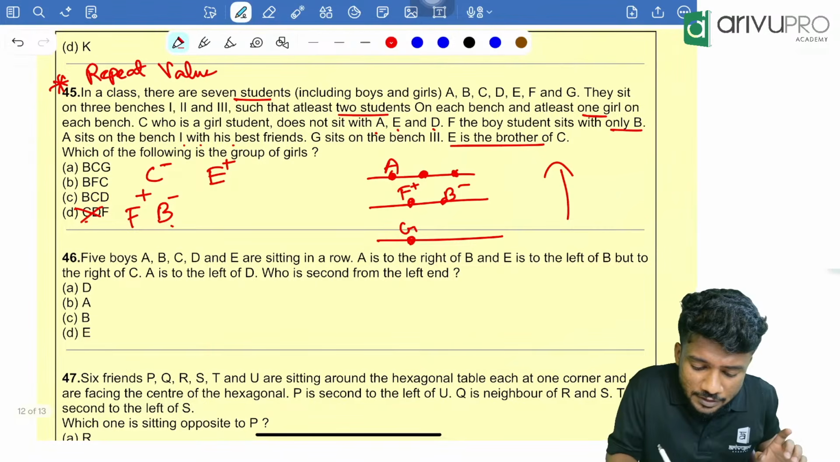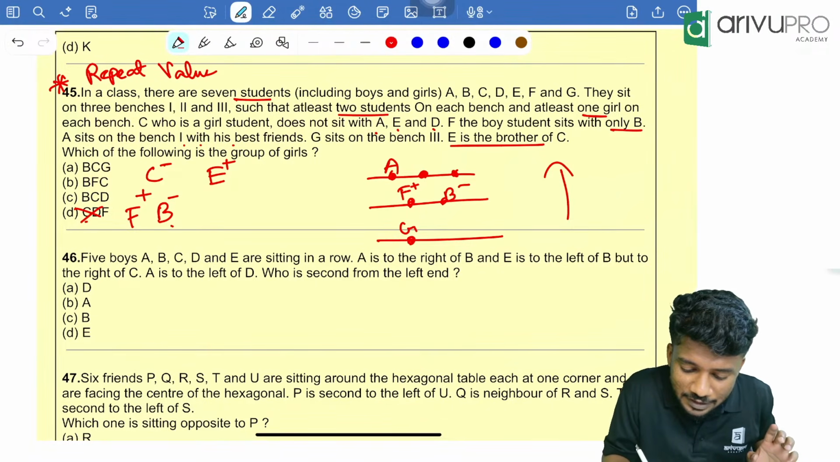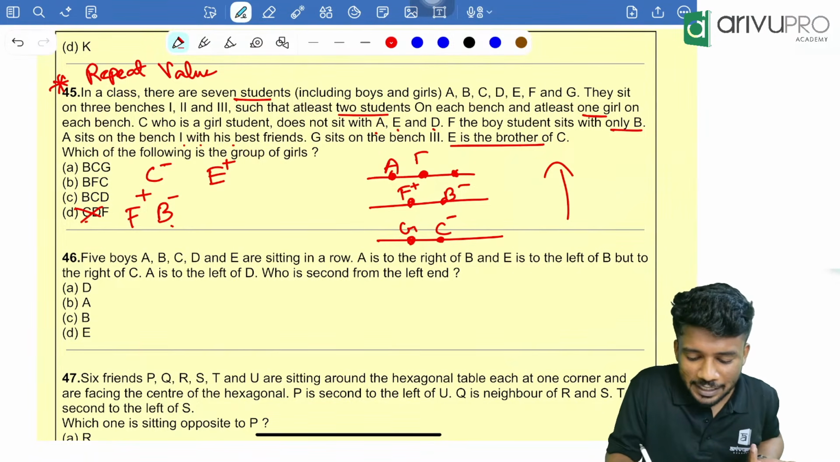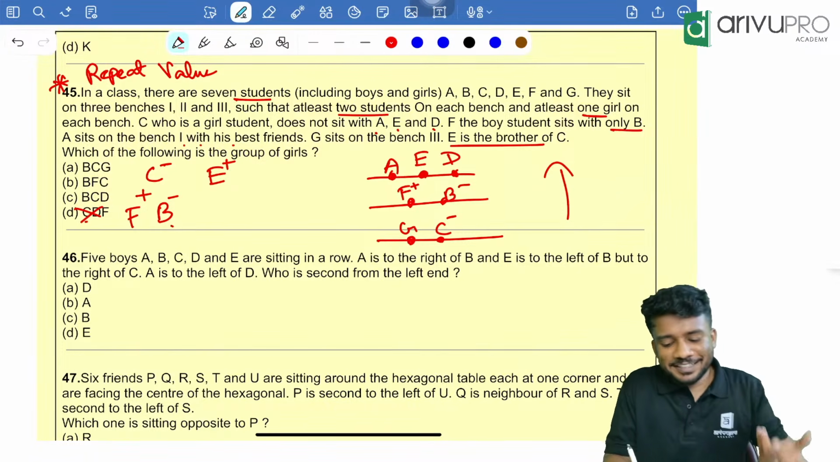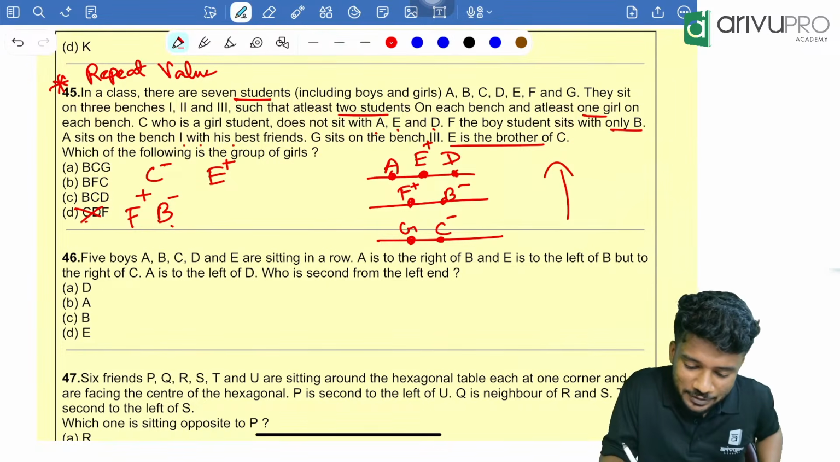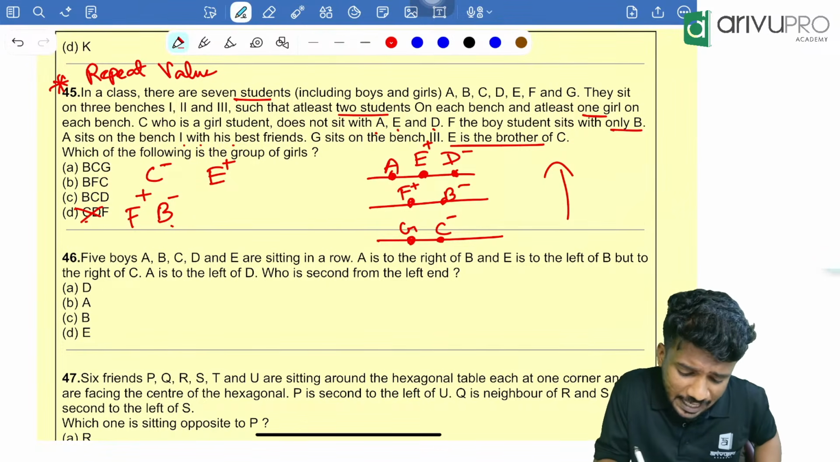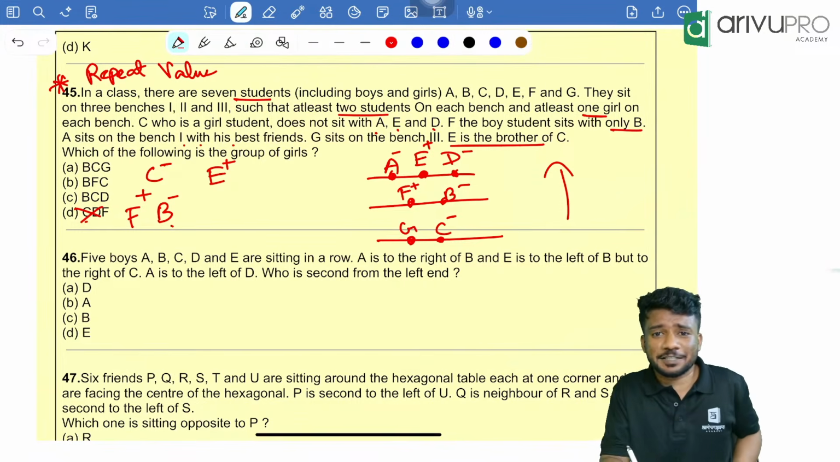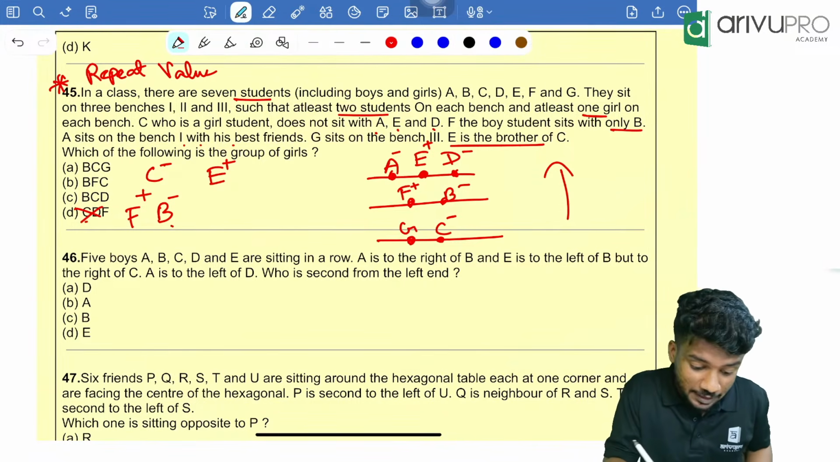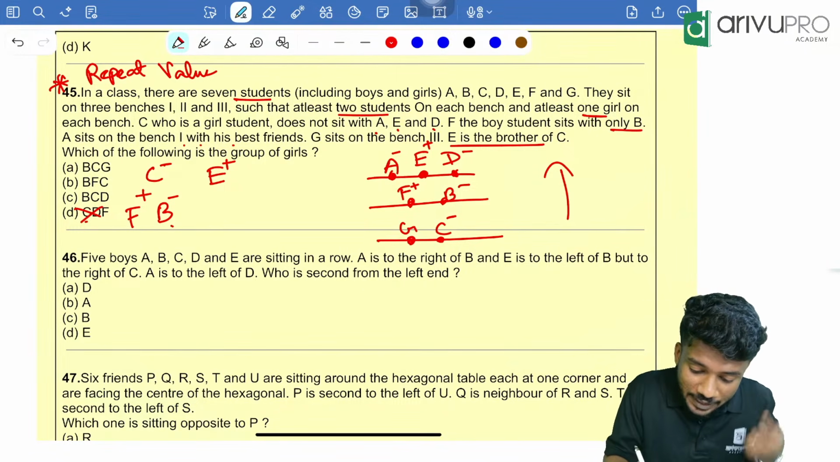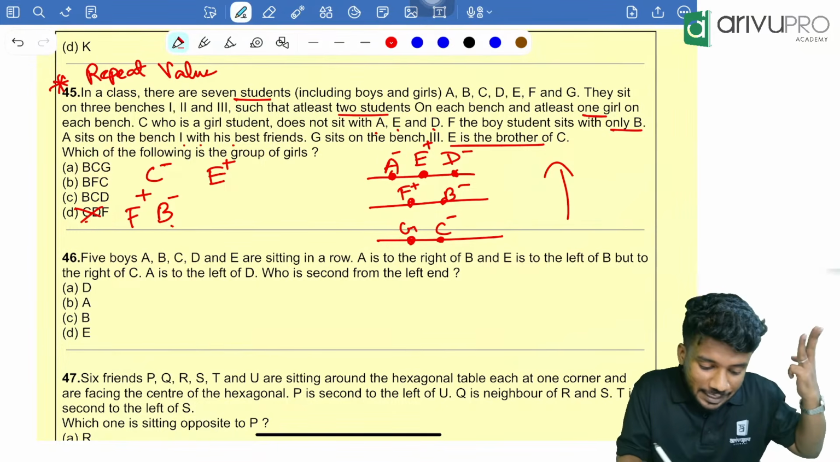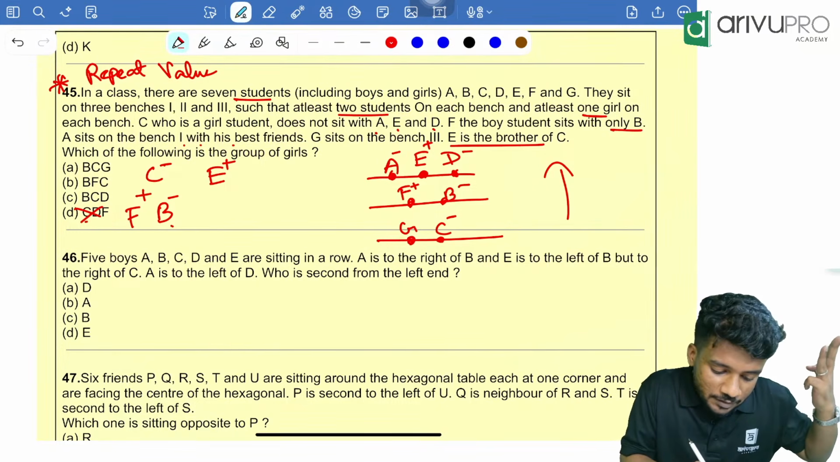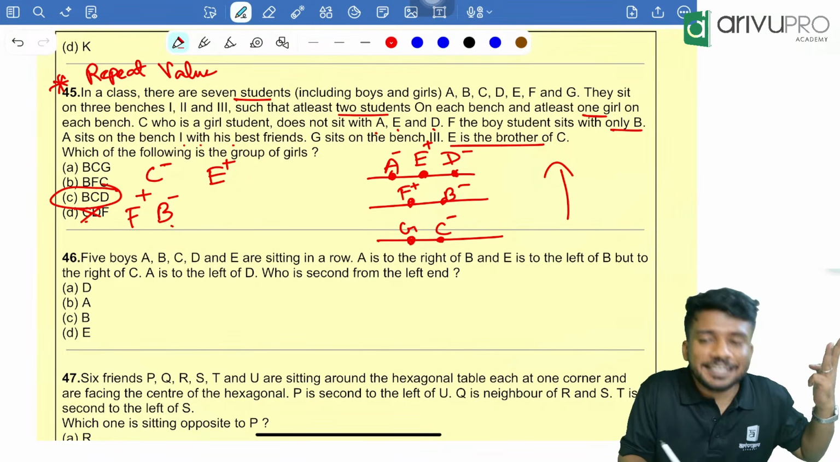C, who is a girl student, does not sit with A, E or D. That means C should be sitting over here. So E and D should be sitting over there. E is positive. Then D can be negative. A can be negative because at least 1 girl should be there, right? Now looking at that, B is negative, C is negative, D is negative. That means option C is the answer.